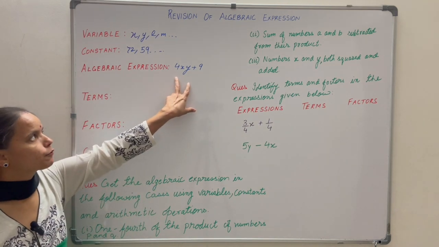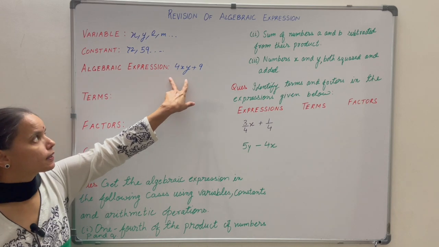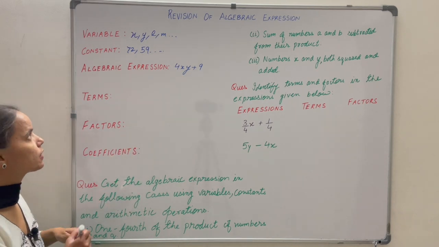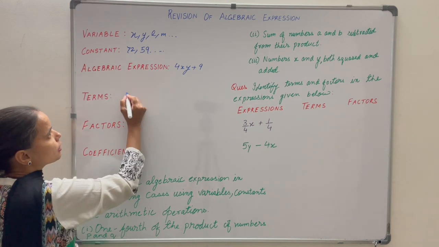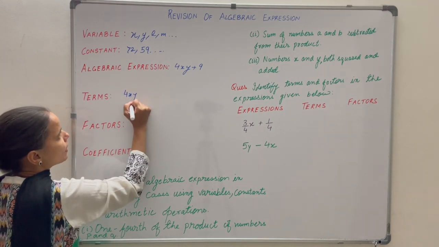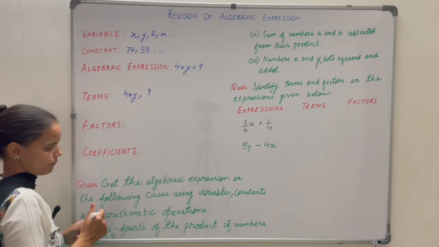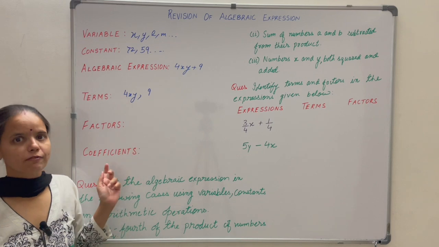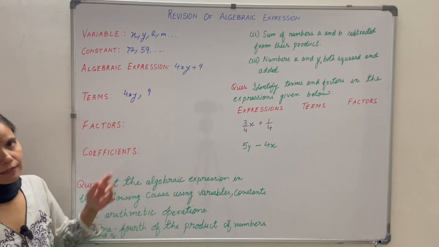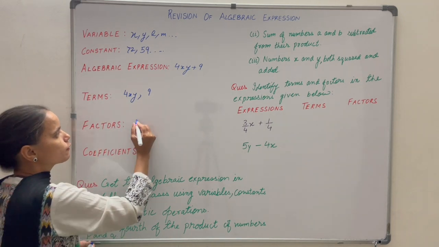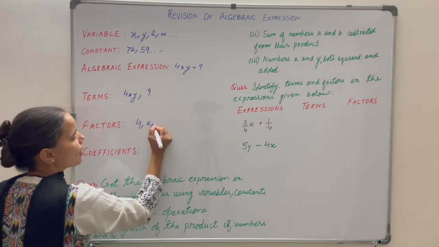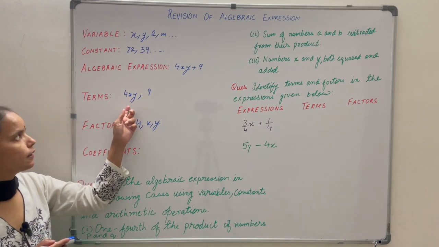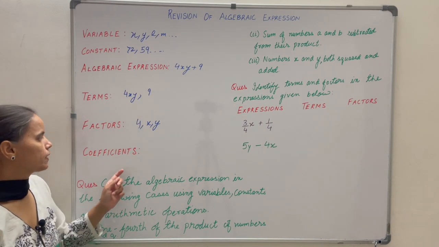Here the terms are 4xy and 9. Terms are added to form an algebraic expression. So for this algebraic expression, terms are 4xy and 9. Terms, it is formed by the help of the product of its factors. So what are the factors for this term? It is 4, x and y. When you multiply these factors, you get the term 4xy.